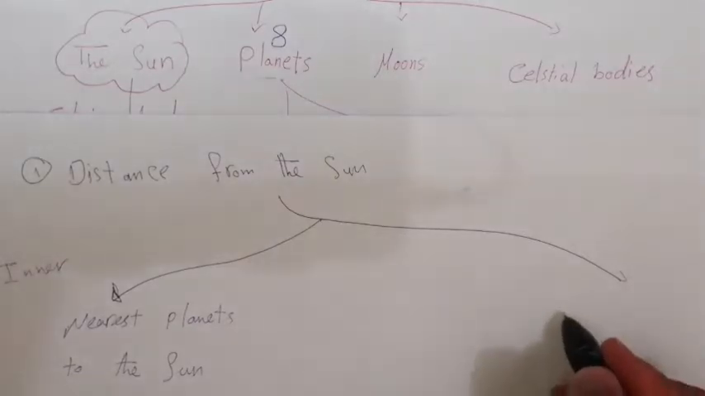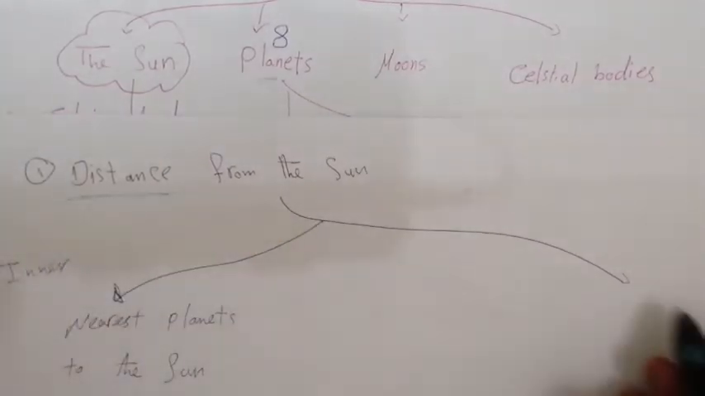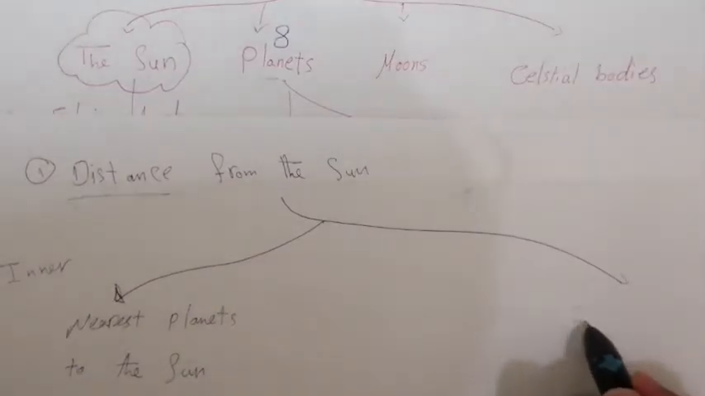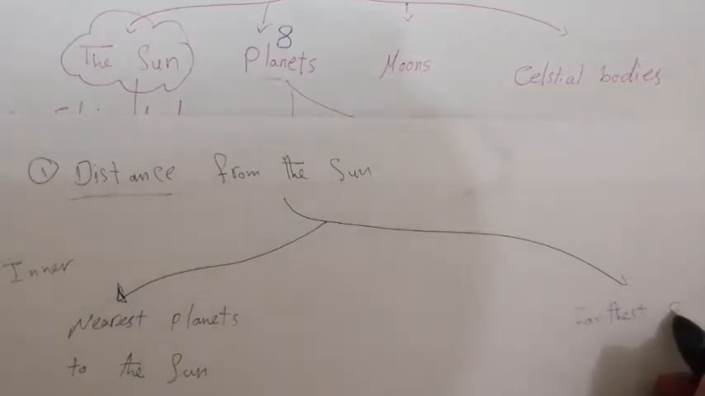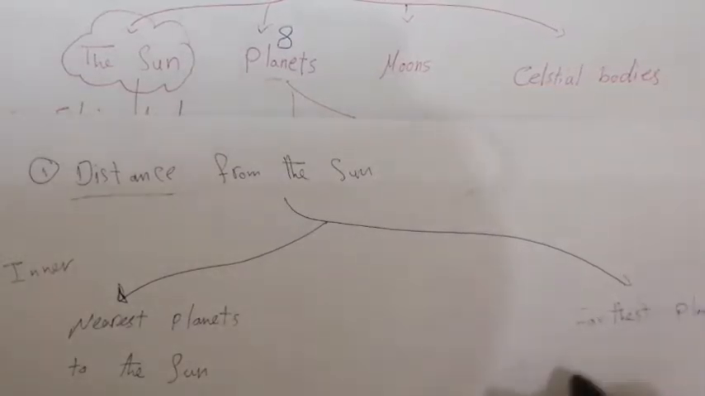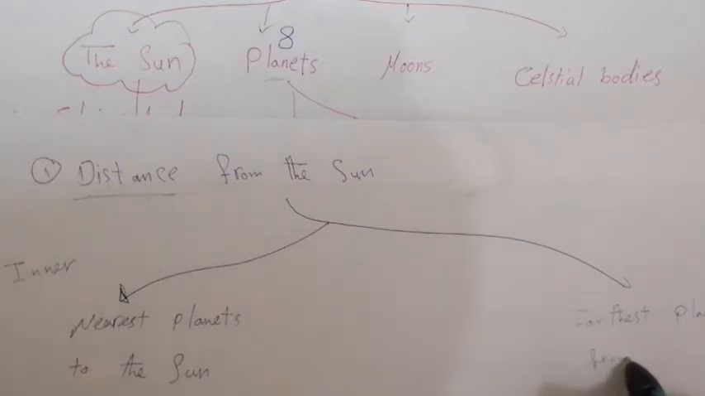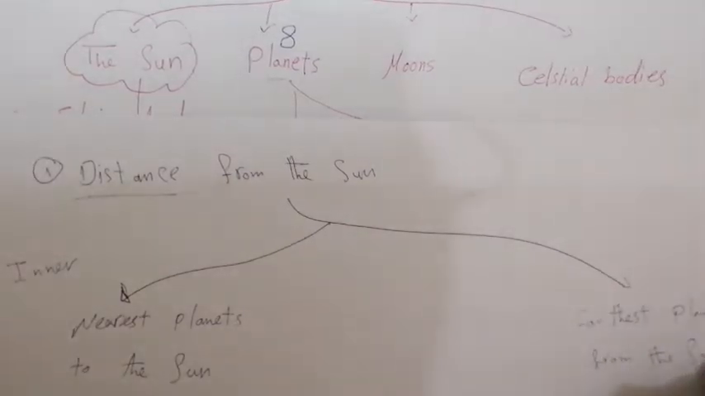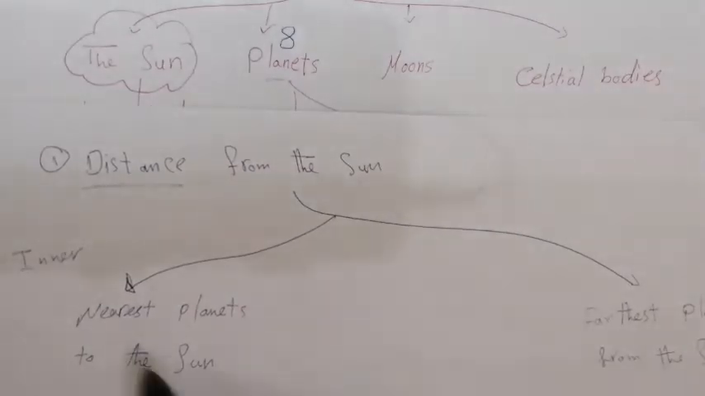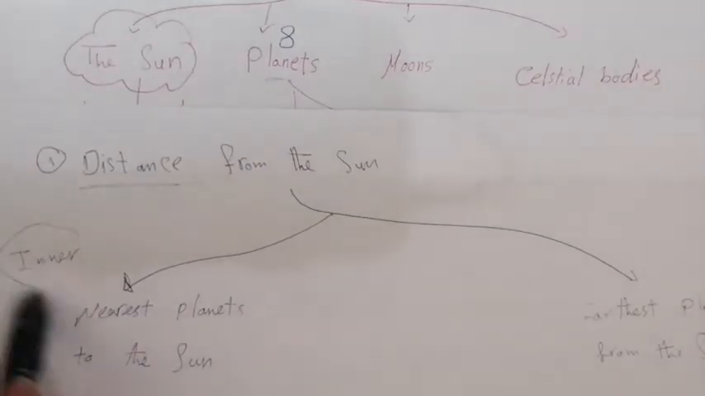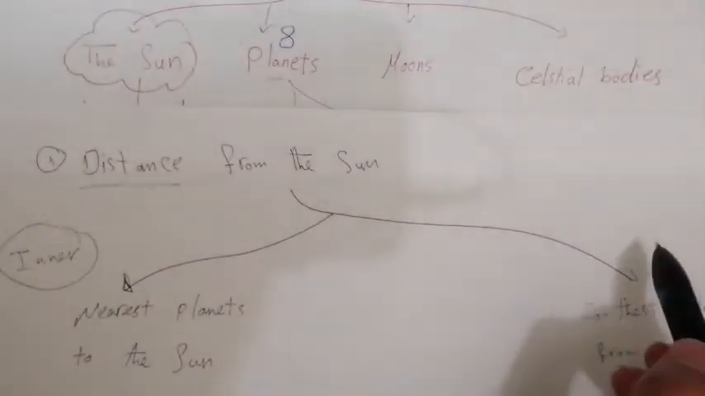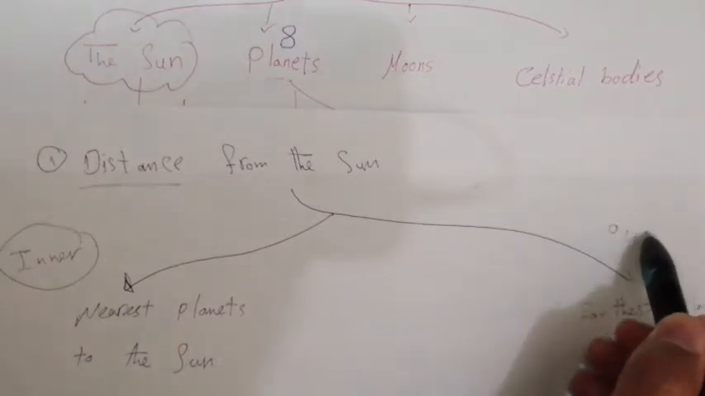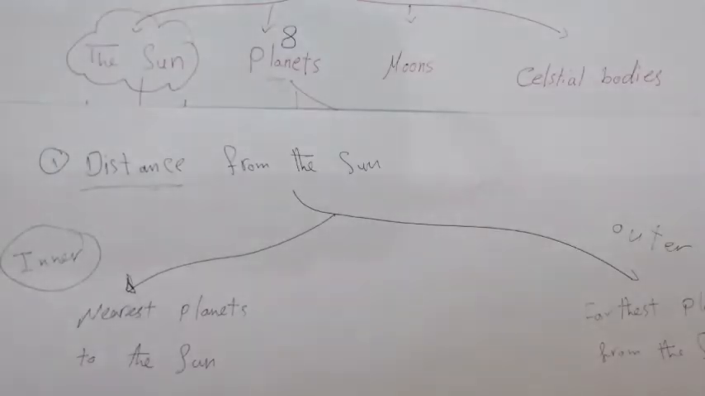The second group, as to the distance, are the farthest planets from the sun. So the nearest planets to the sun are inner. The farthest planets from the sun are called outer. It comes from the word outside. Okay.